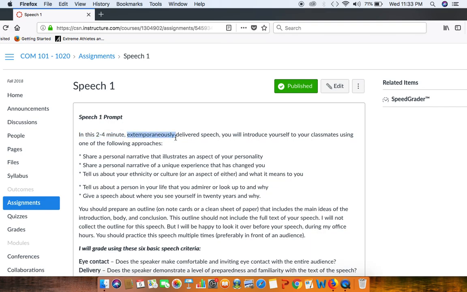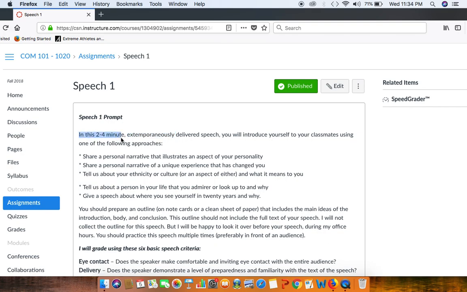Extemporaneous is a form of delivery that is practiced and prepared from brief notes. What extemporaneous delivery is not is reading word for word or manuscript delivery. At the same time, it's not impromptu delivery, meaning it's not the first time that you've ever given the speech. It's not improv. You've practiced and prepared the speech. You know where you're going with the speech, but you are not reading word for word.